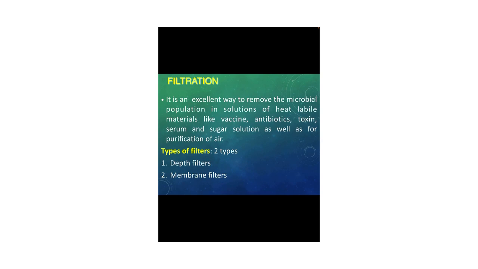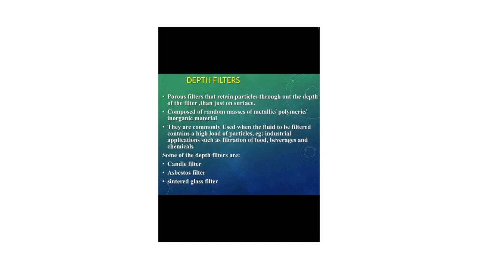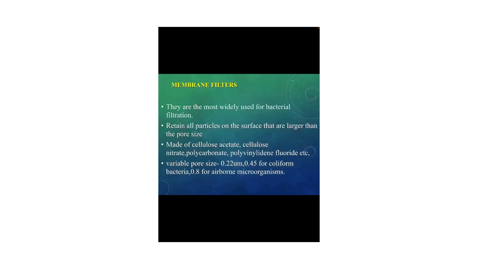Then filtration. Filtration is an excellent way to remove the microbial population in solutions of heat-labile materials like vaccines, antibiotics, toxins, serum, etc. Two types of filters are there, depth filters and membrane filters. Depth filters are porous filters that retain particles throughout the depth of the filter, not just on the surface. They are commonly used to filter high-load particles, mainly for industrial purposes. Three types of depth filters are there: candle filters, asbestos filters, and sintered glass filters.